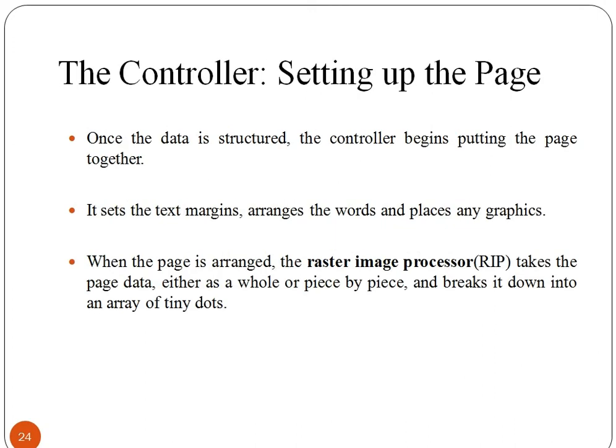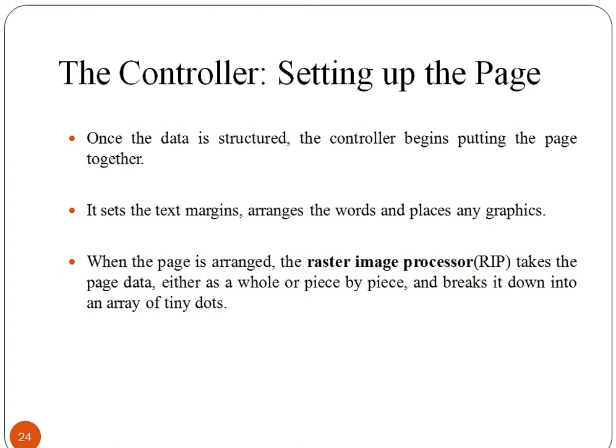To set a page, the controller sets the text margins, which arranges the words and places any graphics. When the page is aligned and arranged, the raster image processor, that is the RIP, takes the page data, either as a whole or in pieces, and breaks it down into an array of tiny dots.